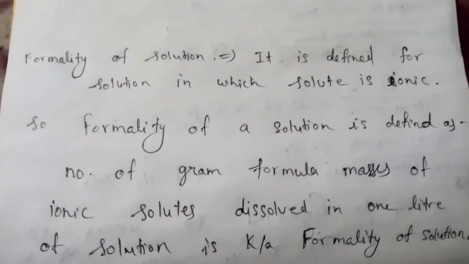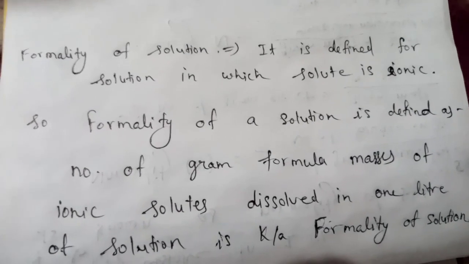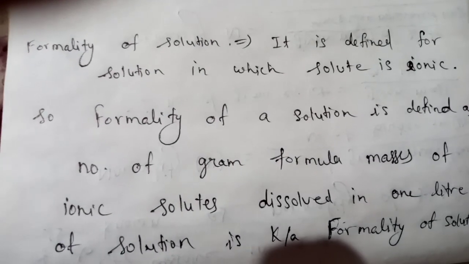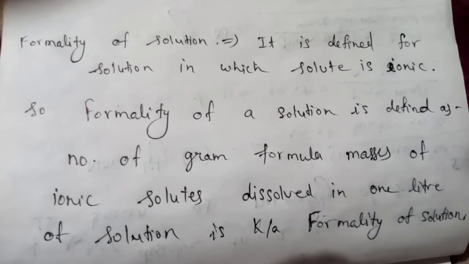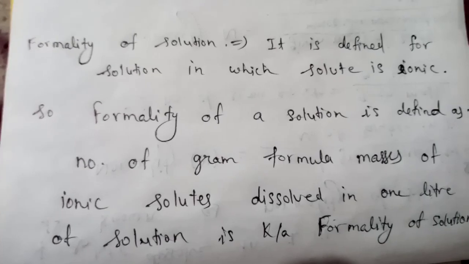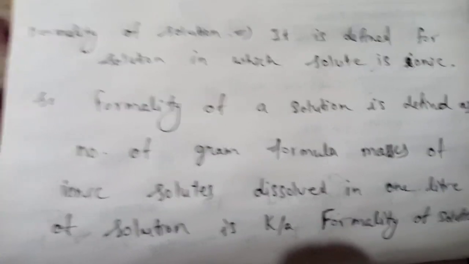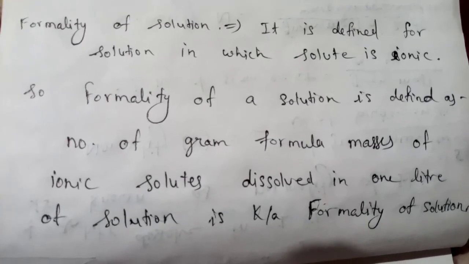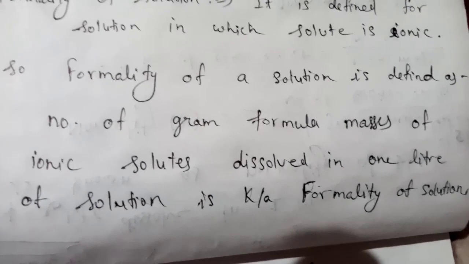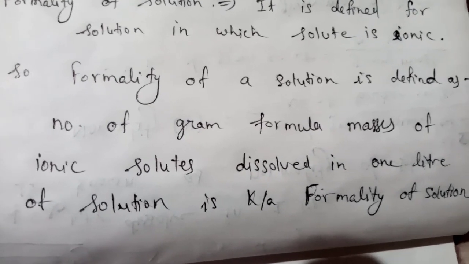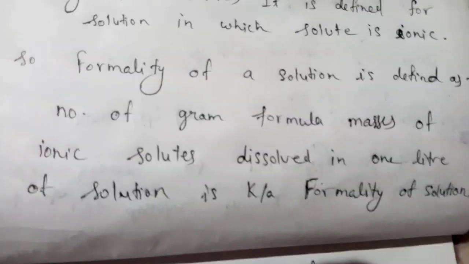So formality of an ionic solution is same as molarity of solution, but in that case we used molecular mass. Here we will use number of gram formula masses. So formality is defined as number of gram formula masses of ionic solute dissolved in 1 liter of solution is known as formality of solution.